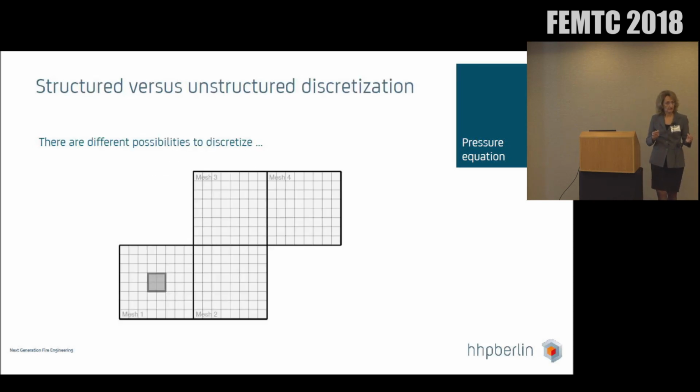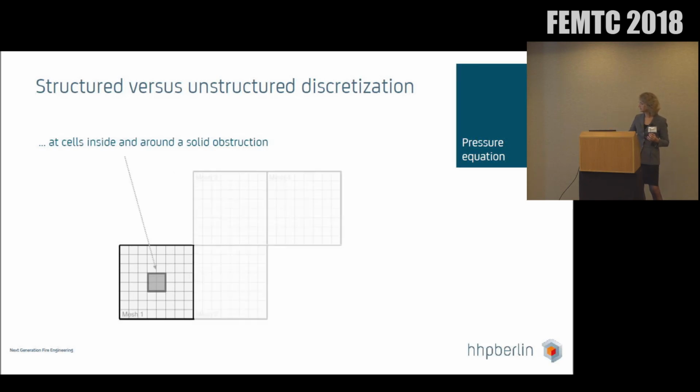There is still another issue which is very important. If you look at the left mesh here, only the left mesh with the internal obstruction, there are also two different possibilities for how we can discretize this mesh. This is related to all cells which are internal to this obstruction and which are surrounding it.